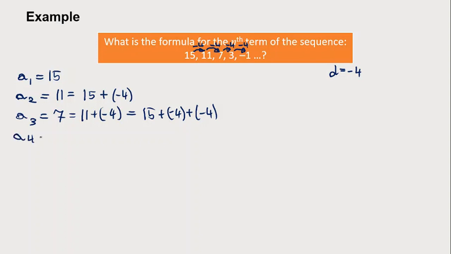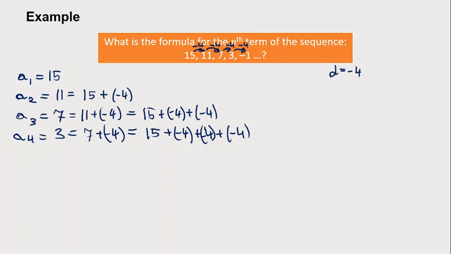And one last thing that I want to write down is A4, which is, as you can see, 3 from that sequence, and therefore this is 7 plus negative 4, and it can also be written as 11 plus negative 4 plus negative 4, or 15 plus negative 4 plus negative 4 plus negative 4. So to get A4, I need to add 3 common differences to the first term.